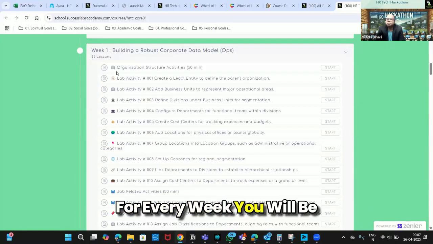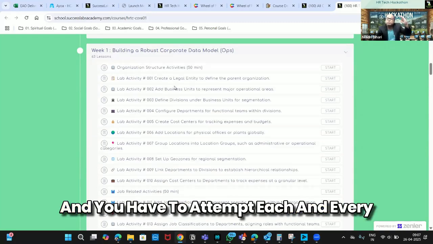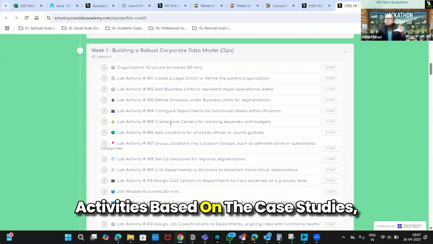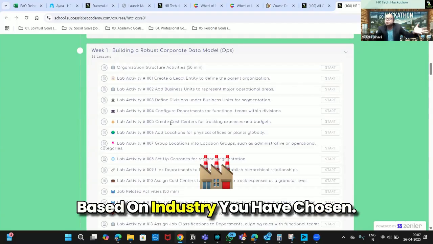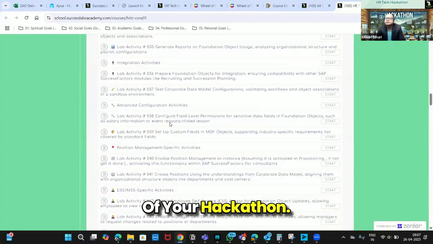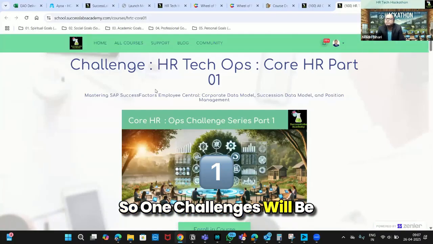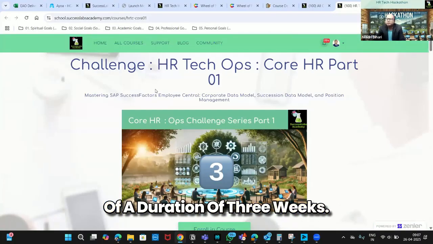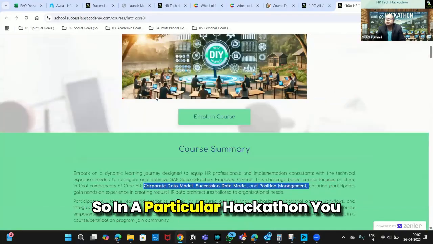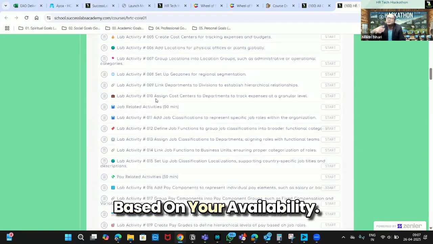For every week, you will be having activities. There is a lesson concept, and you have to perform each and every activity based on the case studies, based on the industry you have chosen. So this is also a part of your hackathon. You can take up to 3 challenges. One challenge will be of a duration of 3 weeks. So in a particular hackathon, you can also take 2 to 3 challenges based on your availability.